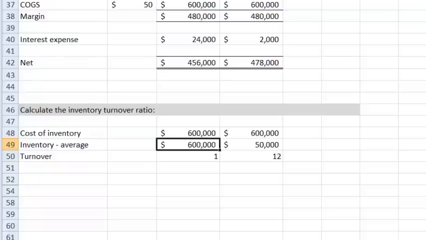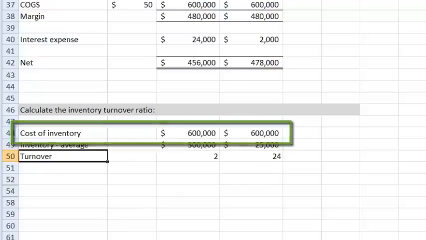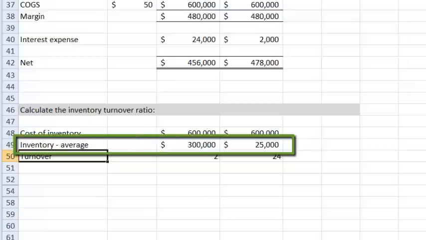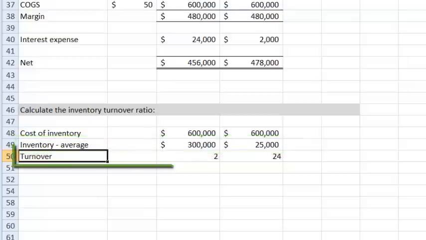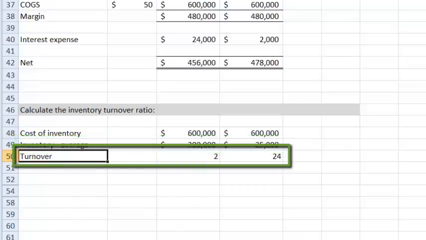So the average for store 1 is $300,000. They started the year off with 600, went down to 0. The average for store 2 is $25,000. We divide the cost of inventory by the amount of inventory, and we calculate the turns. So store 1 has an inventory turnover of 2. Store 2 has an inventory turnover of 24.